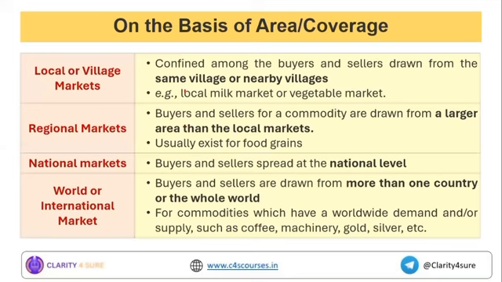Now the next classification is based on the area or the coverage they are doing. First is the local or village market. Local and village markets are confined to buyers and sellers drawn from the same village or nearby villages. Again, it is small, and it is mostly for perishable commodities, like milk, vegetables and so on.